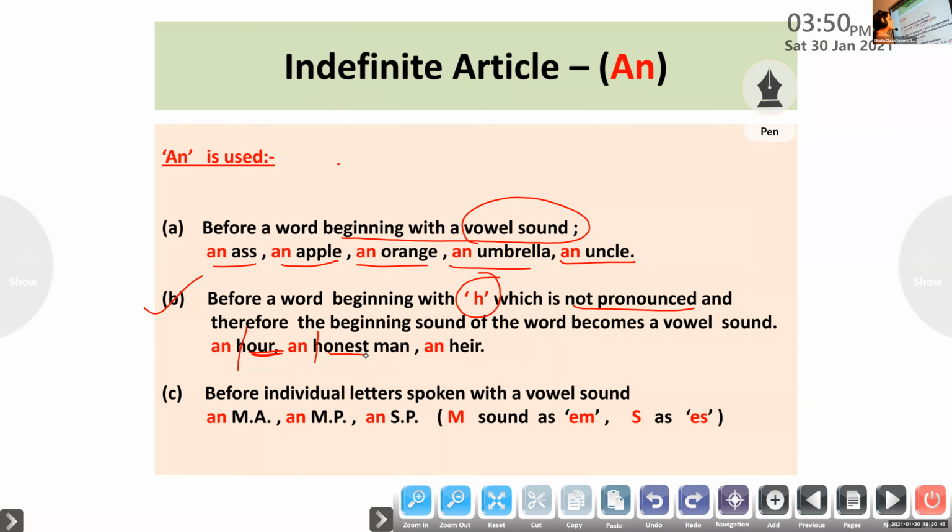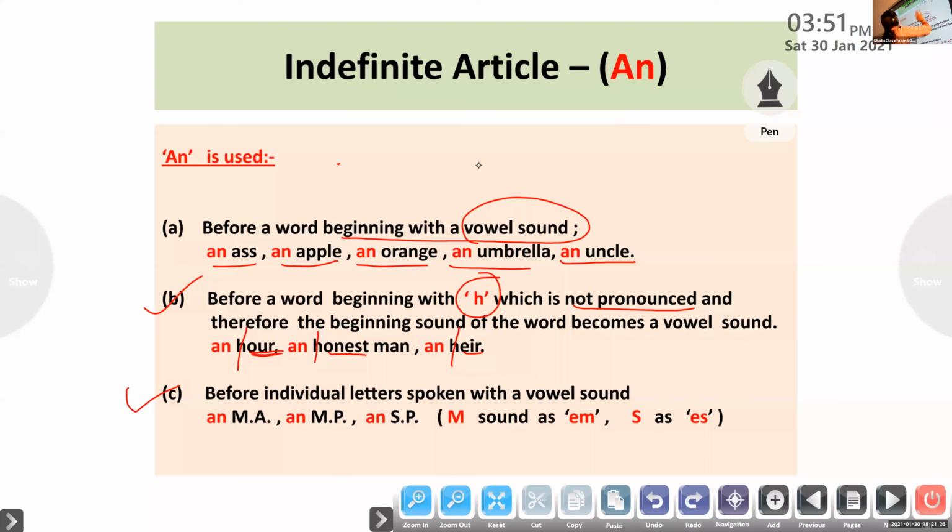In the third example also, the word starts with H, which is a consonant letter, but it is not pronounced, it is silent. So the pronunciation starts with "air", which is a vowel sound. So here also we should use the article "an". And we discussed point number C also. If the word starts with an individual letter which is spoken with a vowel sound, I have told you why it is "a monkey" and "an MPA".